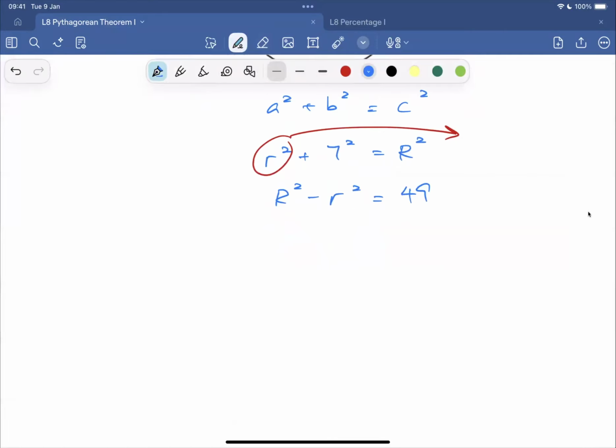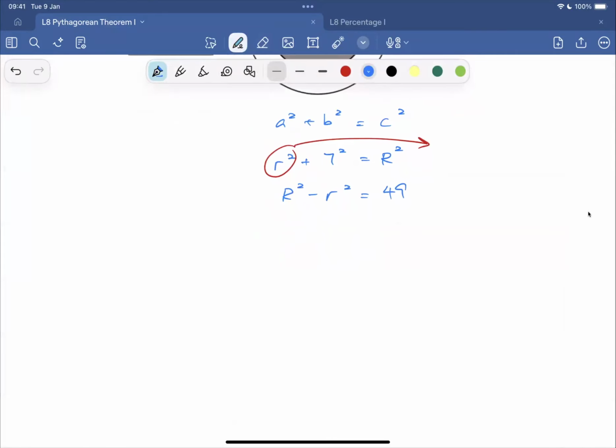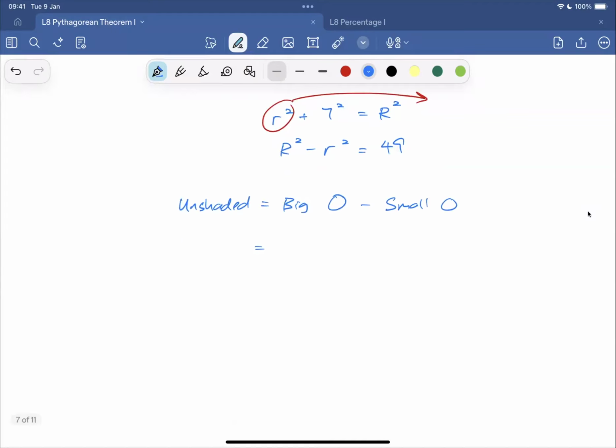Don't worry, let's continue. So now, we are going to find the area of the unshaded part, which means we're going to take the big circle minus the small circle. What's the formula to find the area of a circle? It's half pi radius squared. Oh, you are cutting it in half? So you're trying to find half of the circle? No, sorry, just pi r squared.